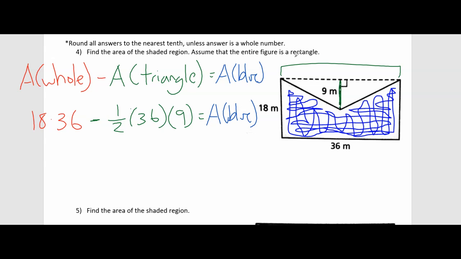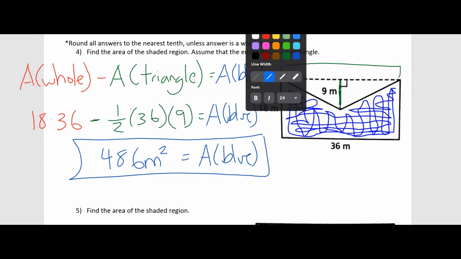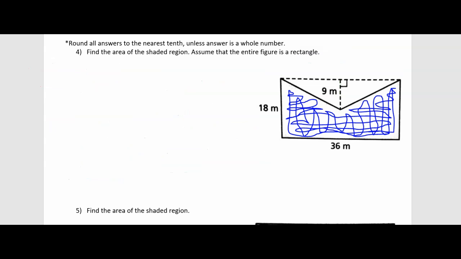So if you punch all of this into your calculator, I'm not going to split it up on paper. It's just pretty straightforward. We end up getting 486 square meters is equal to the area of the blue. So again, a different type of composite figure where you may need to subtract out some areas to find the area you're looking for rather than add them all together. Let's look at one more type of problem.